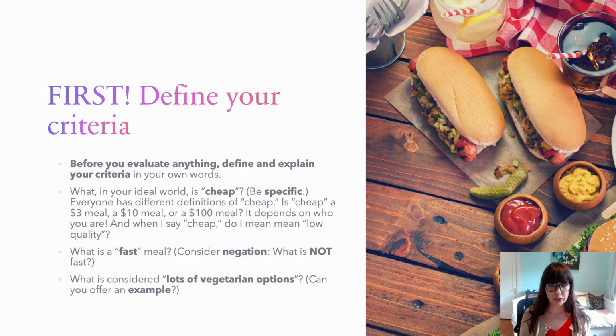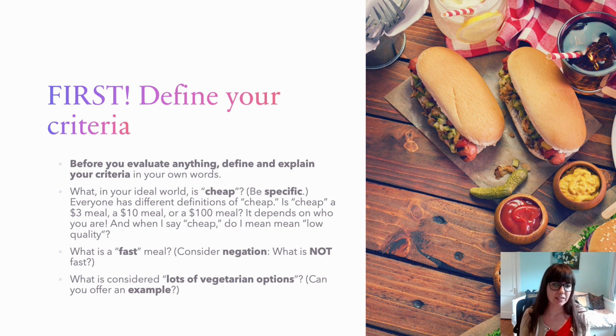So the first thing you need to do is to define your criteria, okay? So before you start evaluating anything, you need to define and explain your criteria in your own words. So think about it. In your ideal world, what is cheap? Be specific, okay? Everyone has different definitions of cheap. Is cheap a $3 meal, a $10 meal, or a $100 meal? It really depends on who you are, right? And when I say cheap, do I mean low quality? Or, what do I mean exactly?